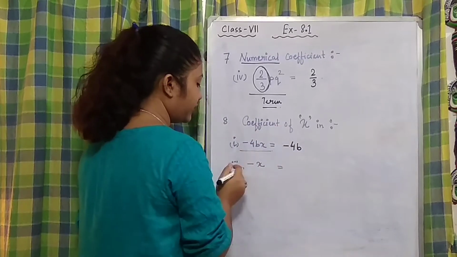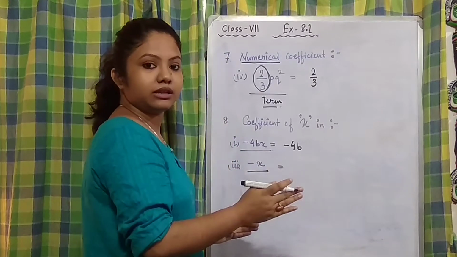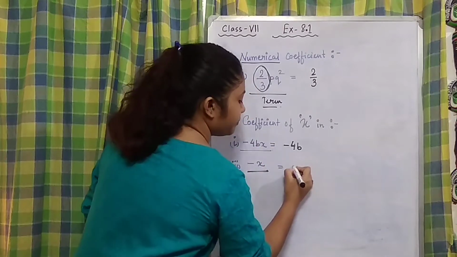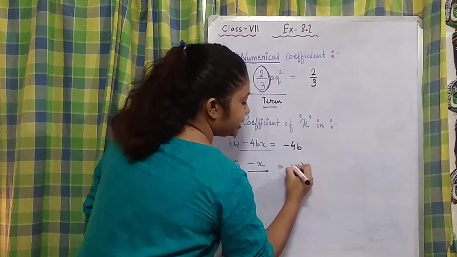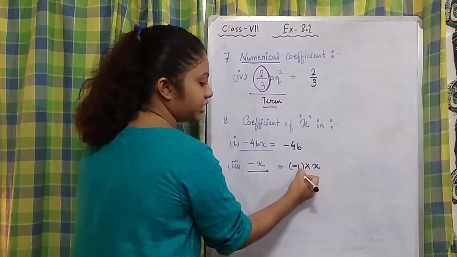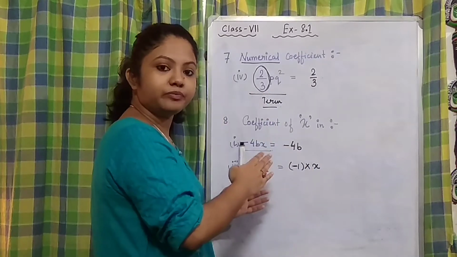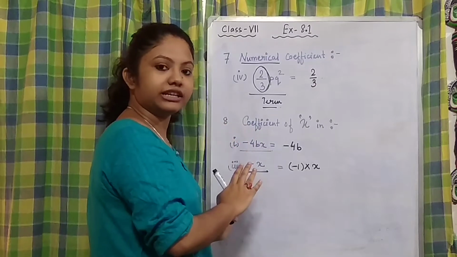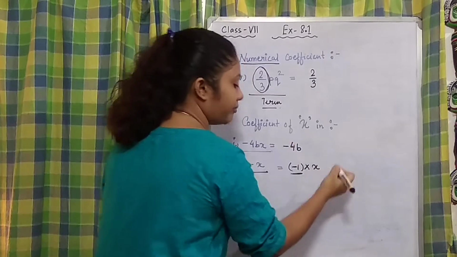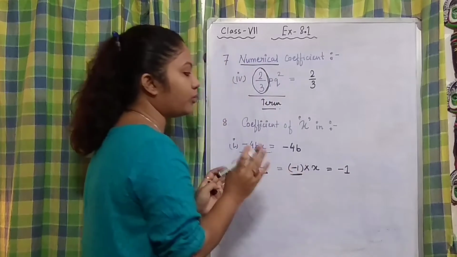Similarly, when we are doing number 3, here the term itself is minus x. Now, you remember whenever we are splitting this term, x is multiplied with a minus 1. That's why it is giving minus x. When x is multiplied with minus 1, it gives minus x, keeping the sign aside. So here what is multiplied with x is minus 1. So what is the coefficient of x? Here minus 1 is the coefficient.